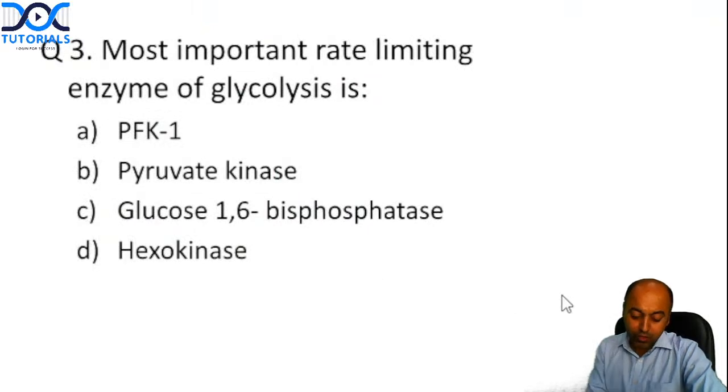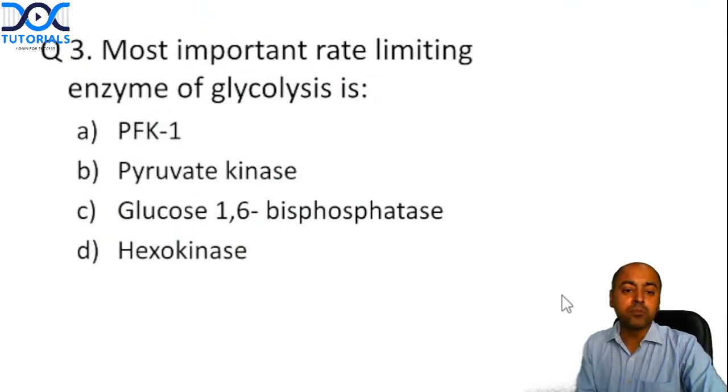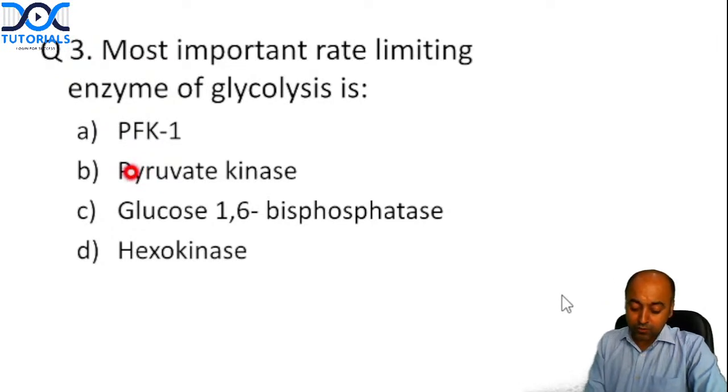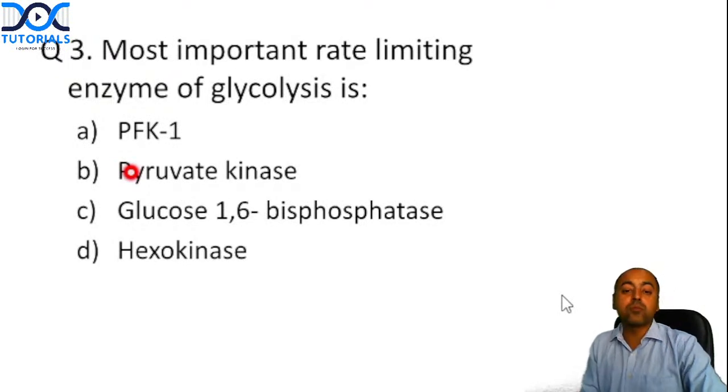Okay, let's move on to the next question. Question number 3. Most important rate limiting enzyme of glycolysis is PFK1, pyruvate kinase, glucose 1,6 bisphosphatase, or hexokinase. So here, first of all, I would like to say that rate limiting enzyme is the most important question.